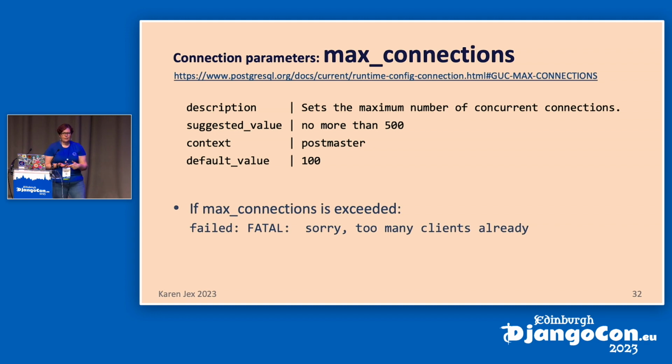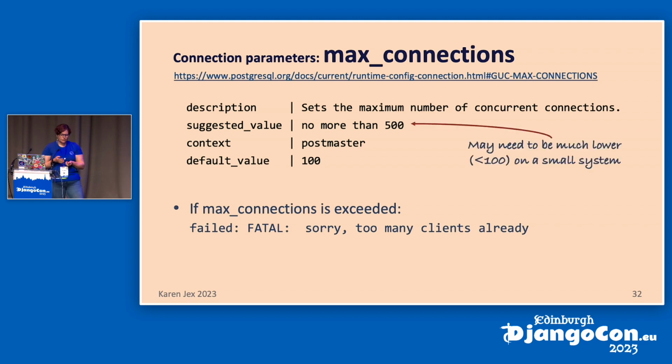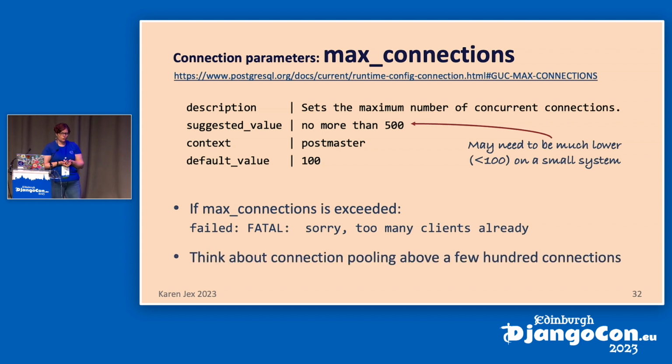But you just need to remember that Postgres actually forks a new postmaster process every time you connect a client. So the architecture of Postgres means that you really don't want more than probably a few hundred connections on a small system, possibly not even 100 connections. So if you've got hundreds or thousands of connections, then you're going to want to start thinking about connection pooling, perhaps putting something like PgBouncer in place.